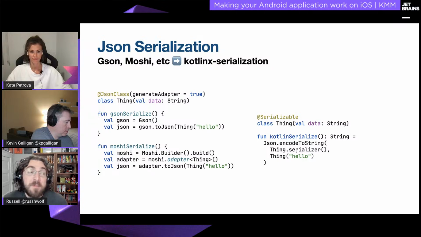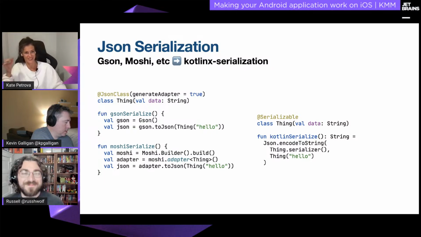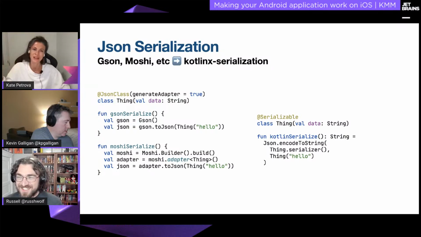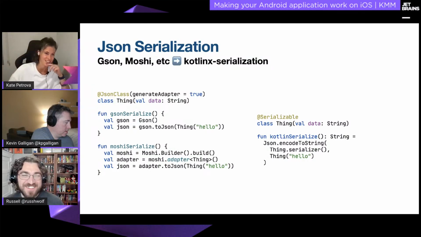And that might be something you handwrite, or it might be something that is generated by the compiler plugin. And also, Kotlin serialization doesn't support XML, but I think it's a good trigger to migrate from XML to some other format. But yeah, I needed to say that.